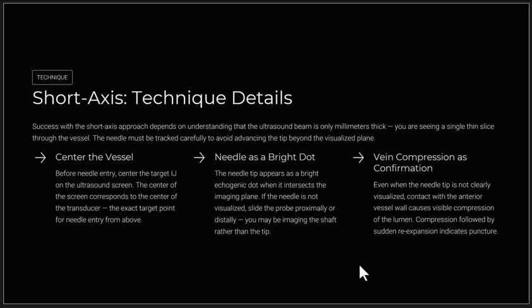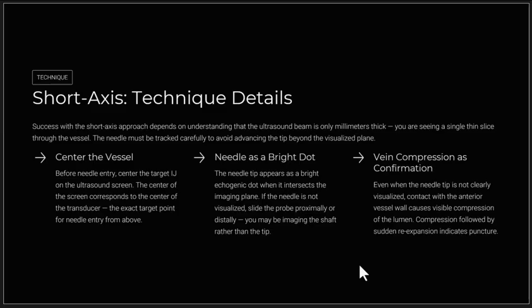First, make sure you have the vessel centered on your ultrasound screen. So before you enter with your needle, center the IJ on the ultrasound screen. The center of the ultrasound screen corresponds to the center of the transducer, and that is where your needle is going to enter the skin.